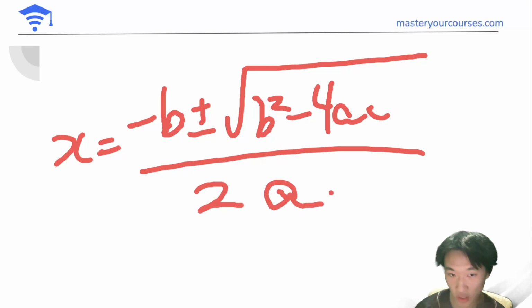You don't need to know the derivation of this, but you do need to memorize this formula and use it when necessary. There are going to be questions that are very difficult to factor using the methods we discussed prior, where you're basically substituting possible values into the factored form.